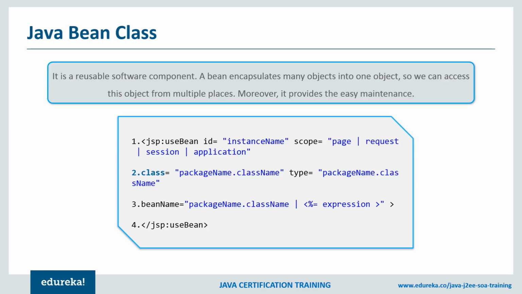According to the white paper, it is a reusable software component. A bean encapsulates many objects into one object from multiple places. Moreover, it provides easy maintenance. So let's see how to access the Java Bean class. In order to access this, we need to have the setter and getter methods.